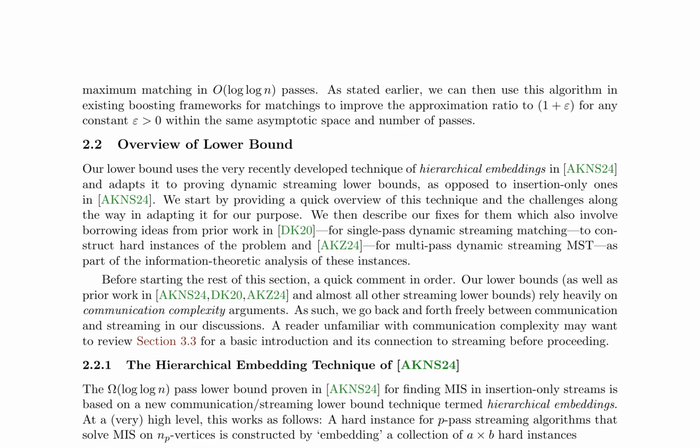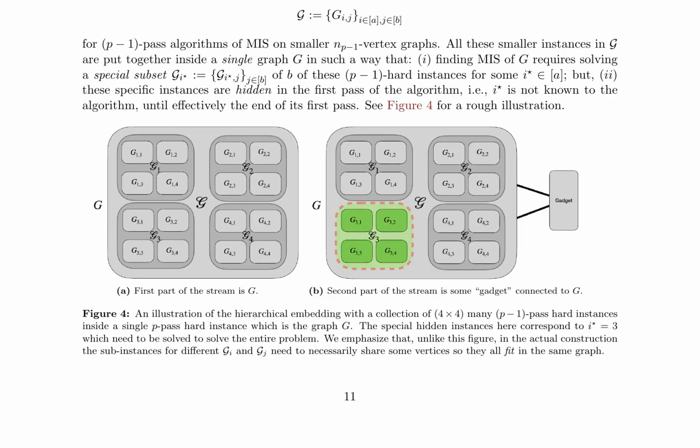The authors present a lower bound for dynamic streaming algorithms that solve the maximum matching problem. They utilize the hierarchical embedding technique, recently developed in AKNS24, to prove an omega(log n) pass lower bound for finding a maximum matching in a dynamic streaming setting. This technique involves constructing a hard instance for P-pass streaming algorithms by embedding a collection of (P-1)-pass hard instances inside a single graph. The algorithm must then solve a special subset of these instances, which are hidden in the first pass, to find the maximum matching.